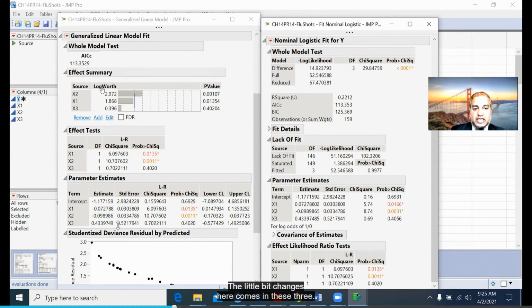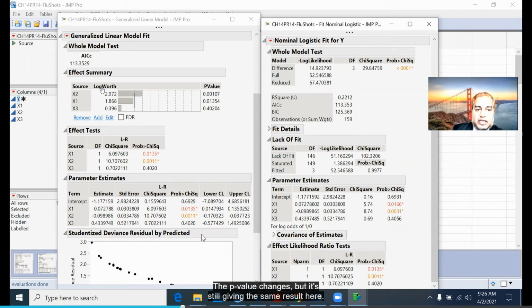The little change comes in these three. Look at the chi-square value: the first one, the intercept, is the same, but when you fit the Wald chi-square here, you can see little changes in these values, and only the likelihood ratio one. We are looking for the parameter estimates. So the intercept, these are not changing here. Can you see any changes in the parameter estimates? We don't see any changes in the parameter estimates.